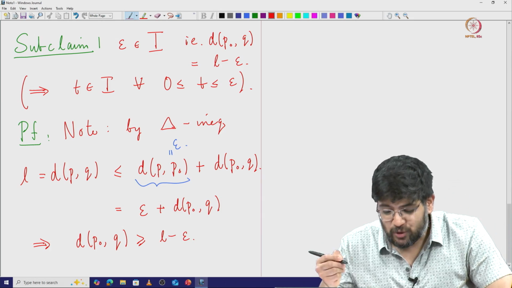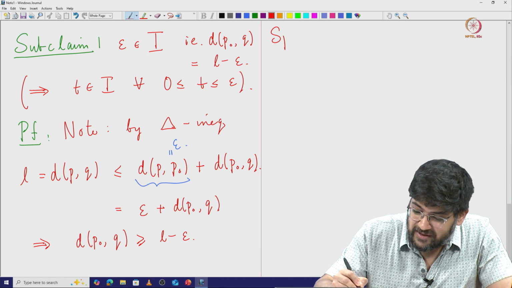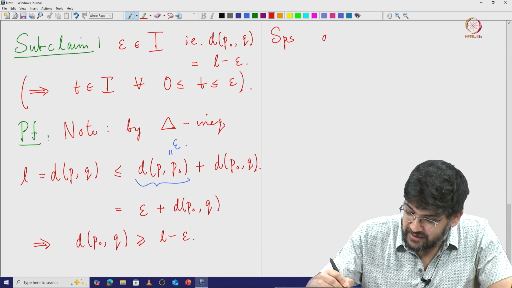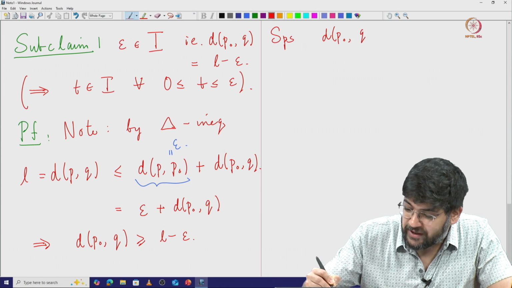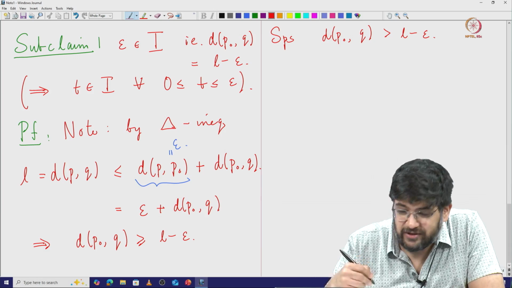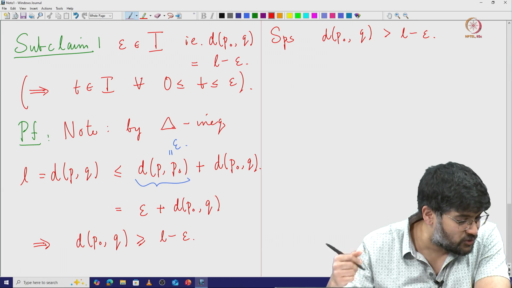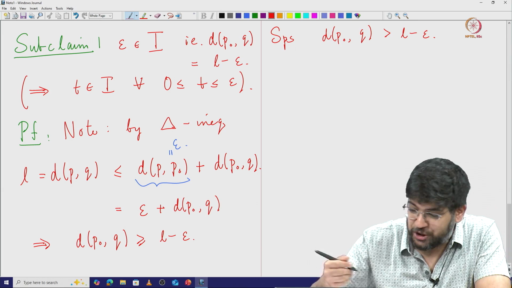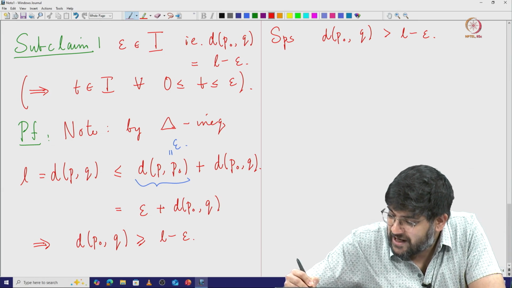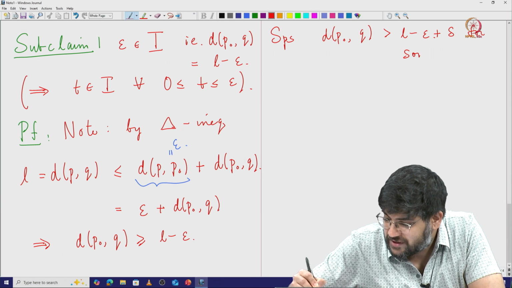If it were equal to L minus epsilon, then I am done. So suppose we have strict inequality, then I want to get a contradiction, so we are arguing by contradiction. If there is a strict inequality, you can make sure that it is bigger than L minus epsilon plus delta for some delta positive.